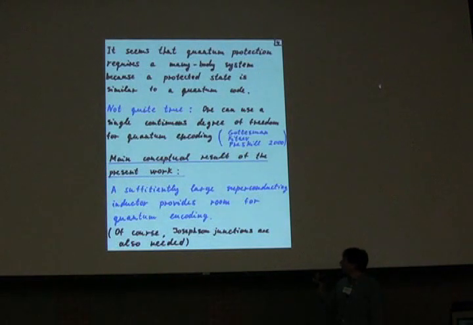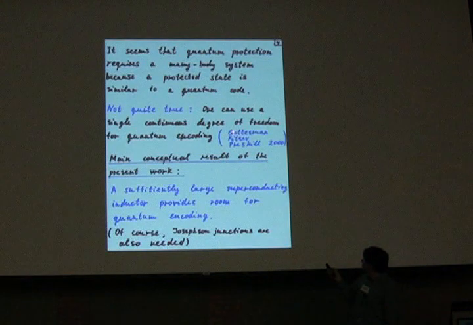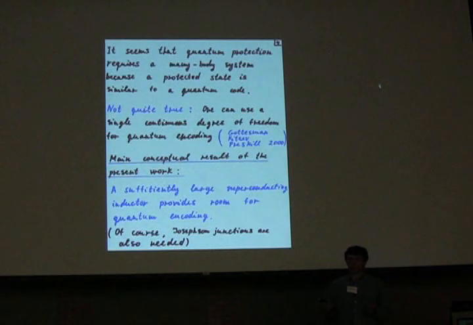Looking at that scheme, one might think that it is necessary to have many degrees of freedom. In fact, the chain of rhombi looks like an error-correcting code. And of course, to achieve high protection, one needs many physical qubits to encode a single logical qubit. But in fact, there is an alternative. One can use a single continuous degree of freedom to encode a qubit. And that alternative was explored in that paper by Gottesman, Preskill, and myself. And the main idea of the present work is that a sufficiently large superconducting inductor can be used to implement that idea of an oscillator code.